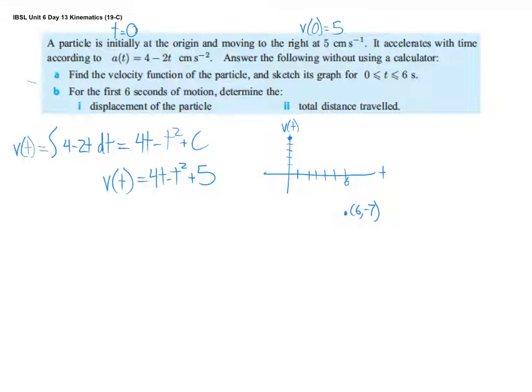So, let's find our zeros next. Obviously, between our y-intercept and our other endpoint, we've got to cross the x-axis. So, we're going to have a 0 here. Alright, so let's do this. We have negative t squared plus 4t plus 5 equals 0. I'm going to get rid of the negative here. Just multiply everything by negative 1, t squared minus 4t minus 5, and then this will factor.